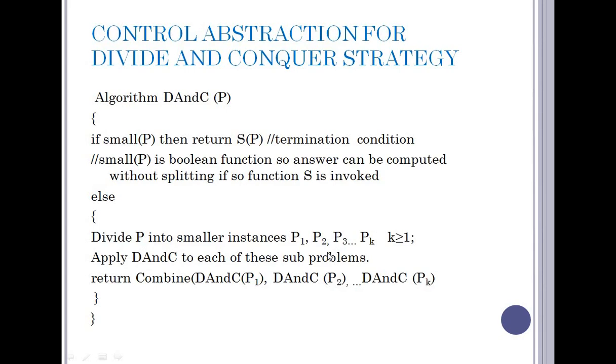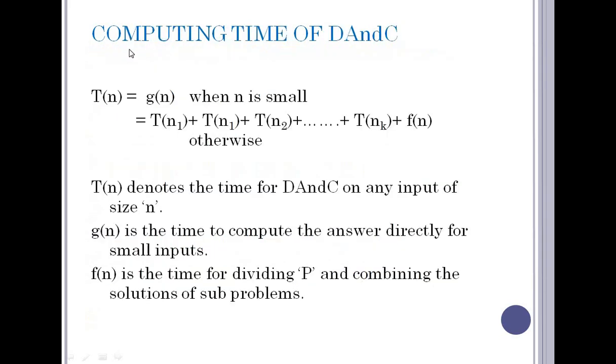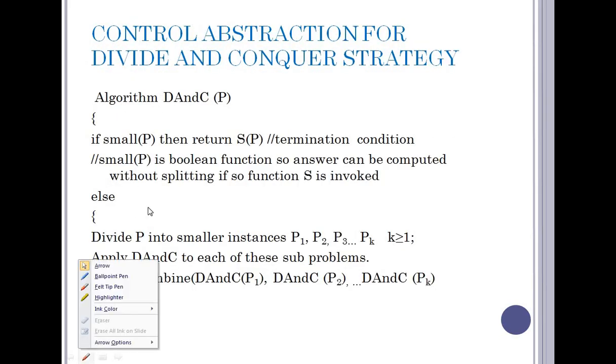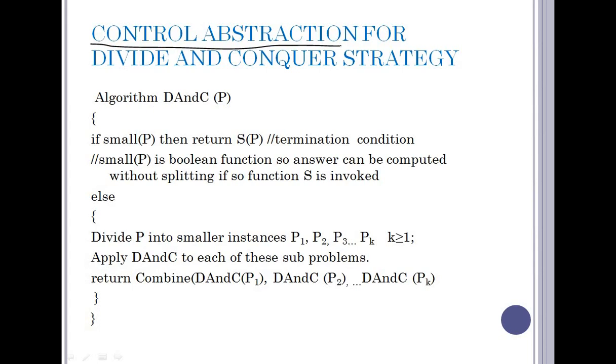Next we will see the control abstraction for the divide and conquer strategy. If we understand this control abstraction, then we can write the algorithm for various problems by using this particular approach. First we will understand the meaning of control abstraction. A control abstraction is a procedure whose flow of control is clear, but whose primary operations are specified by other procedures whose precise meaning is undefined.